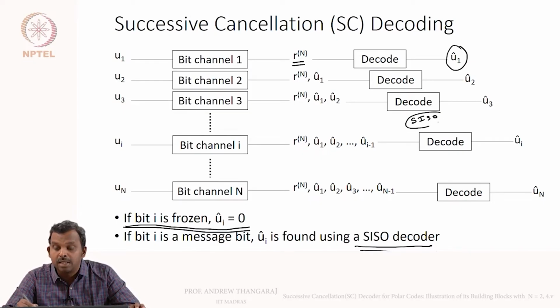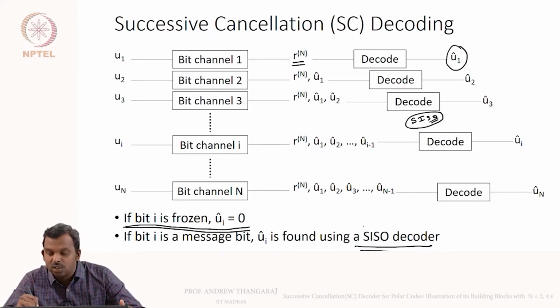Okay, so this part is important because the soft output is used later on. Later on, when we talk about list decoding, you will see the soft output here is used. But right now, in the successive cancellation decoder, we will ignore the soft output, only take the hard output and use it in the next step.